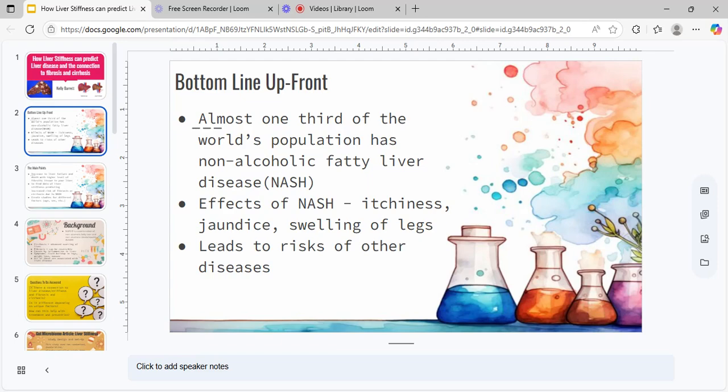There are also enlarged veins, like you can see your veins more, stuff like that. And it leads to risks for other diseases such as fibrosis and cirrhosis. Also, it can lead to death, which is pretty scary.